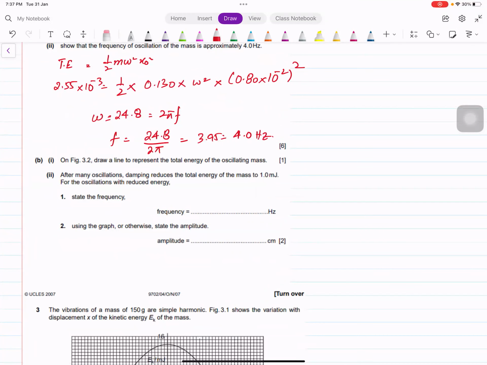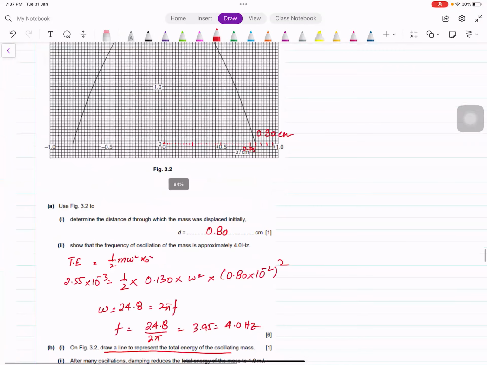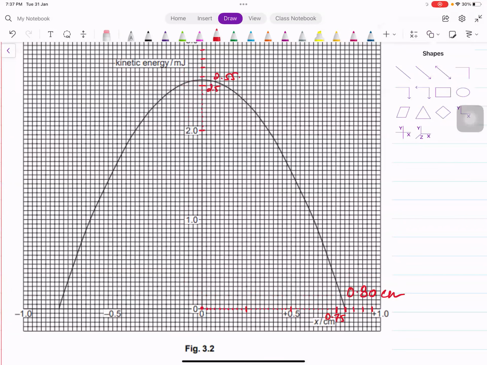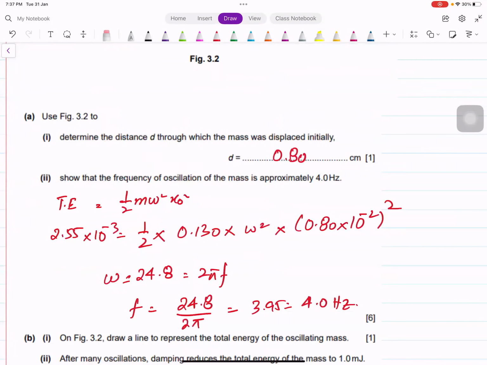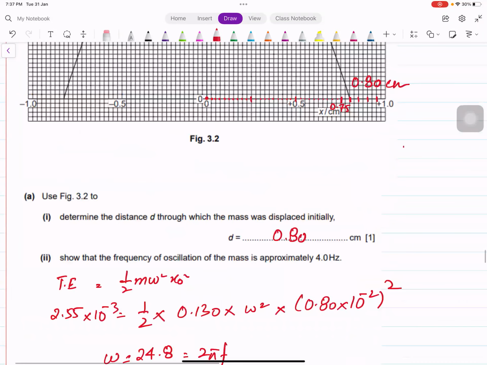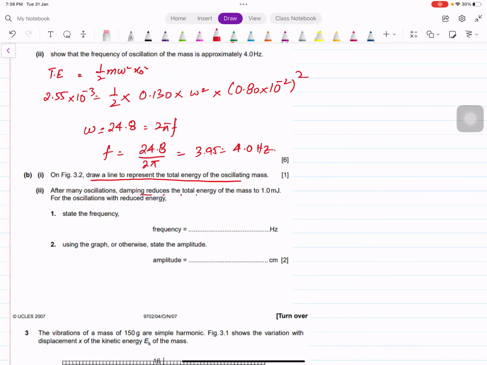Yeah, 7 marks and 8 marks easily, because then he says draw a line to represent the total energy. And how do we do that? We just draw a straight line like that. How cool is that? 8 marks free, right? Although it seems like a very difficult question, it's not. Then it says state that after many oscillations, damping reduces the total energy to 1 joule. State the frequency. Would the frequency really change? No. So it will be the same, right? That's why just 1 mark.